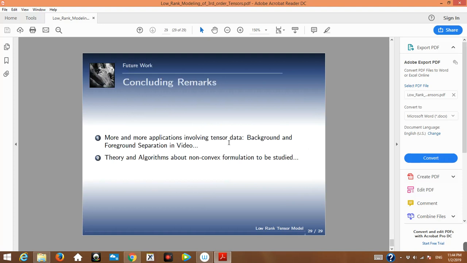In the future, we will do more and more applications, for example, background and foreground separation in video. And we need to do more research on theory and algorithms for non-convex optimization.